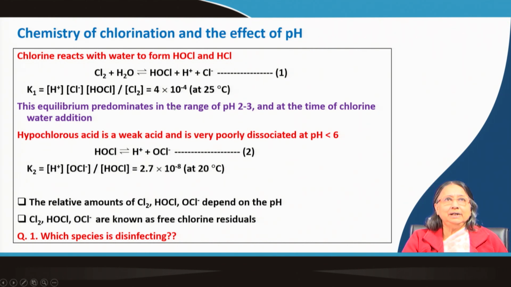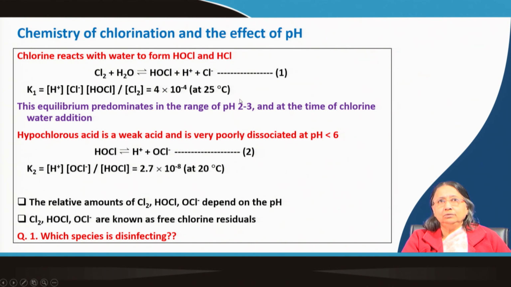Now, the equilibrium predominates. From this you can easily understand that equilibrium predominates in the range of pH 2 to 3 and at the time of chlorine water addition. When you add chlorine in the water, immediately this reaction occurs, and then pH goes down. Okay. And you can understand that because H plus is produced. So, if you can remove the H plus, then slowly the reaction will shift towards the forward direction, is it not. So, if you increase the pH, more and more HOCl will be formed, okay, and chlorine concentration will reduce.